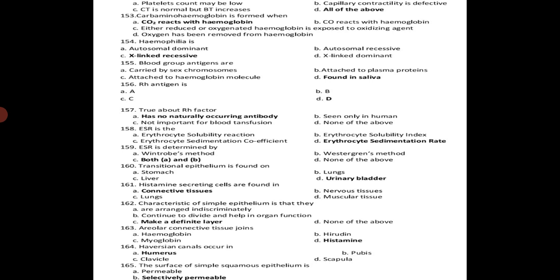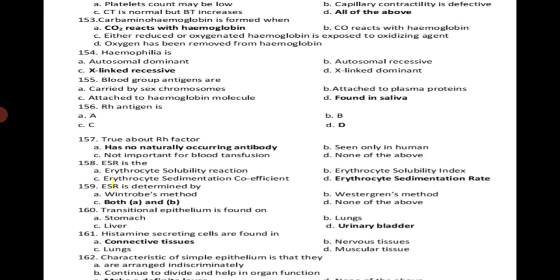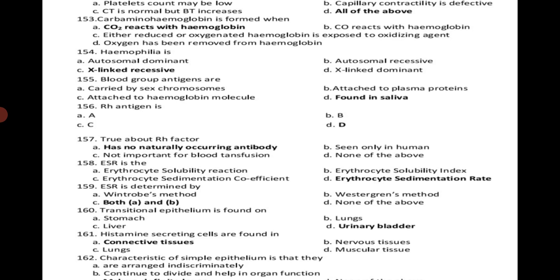Then the next question is on purpura. In purpura, 4 options are there. Platelet count may be low, capillary contractility is defective, CT is normal but BT increases, all of the above. Purpura, also called a blood spot or a skin hemorrhage. Purpura occurs when a small blood vessel bursts, causing blood to pool under the skin.